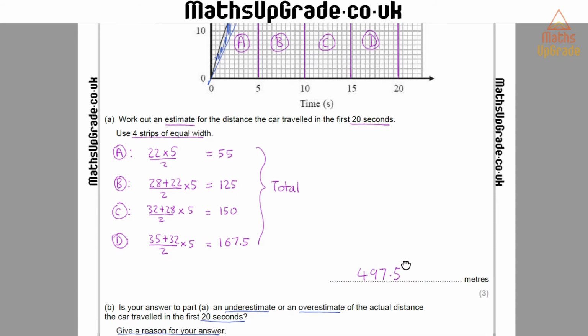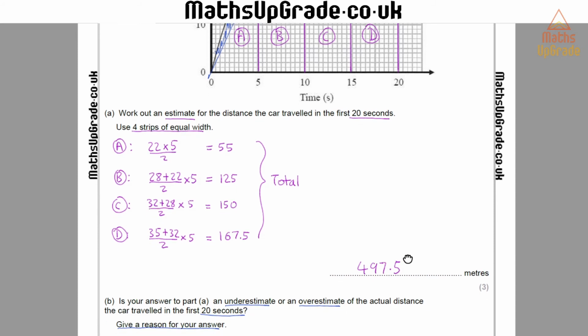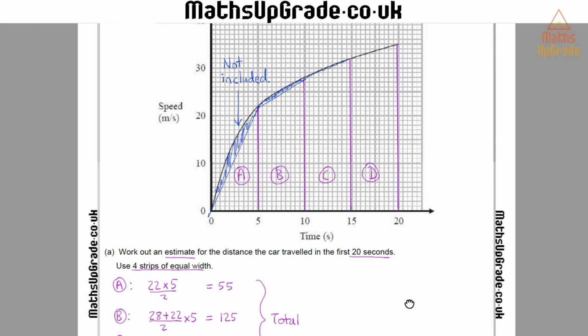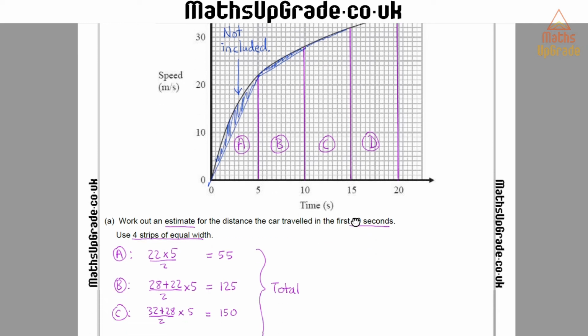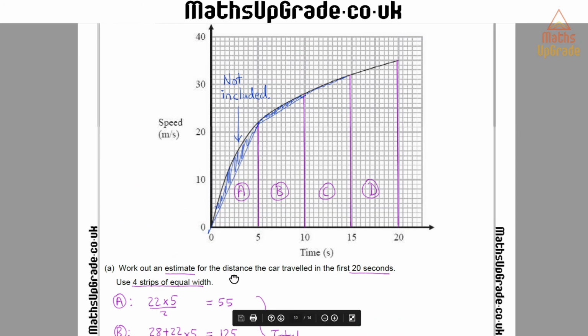Now part B asks us, is the answer to part A an underestimate or an overestimate of the actual distance the car travelled in the first 20 seconds? Give a reason for your answer. So if you look at the way I've drawn my diagram, I've shaded the areas underneath that curve, which I've not actually calculated in my answer for part A, right?